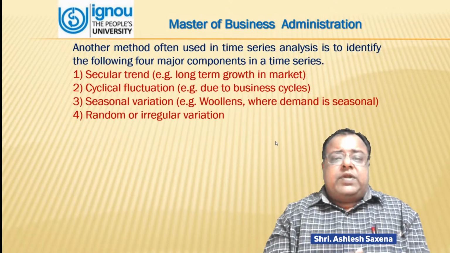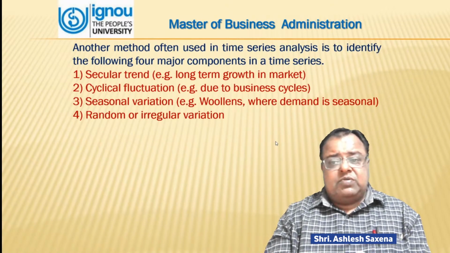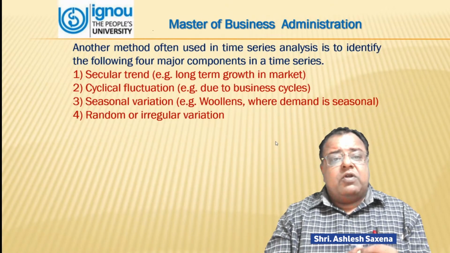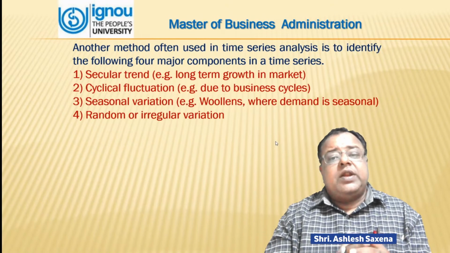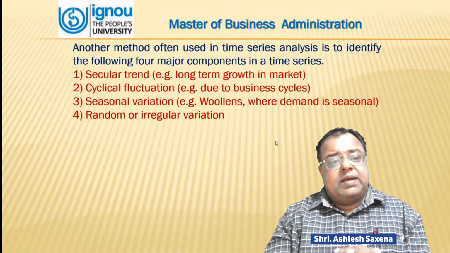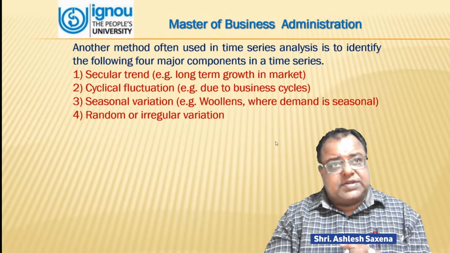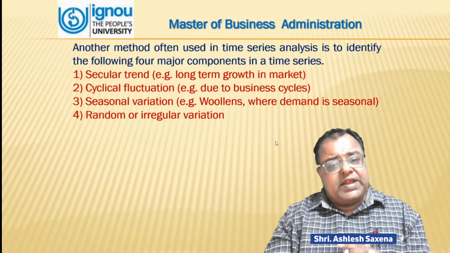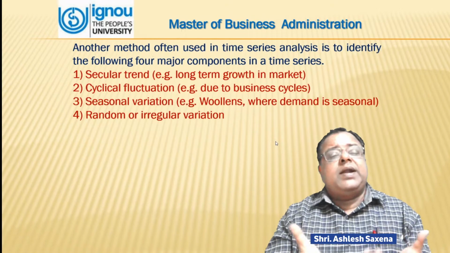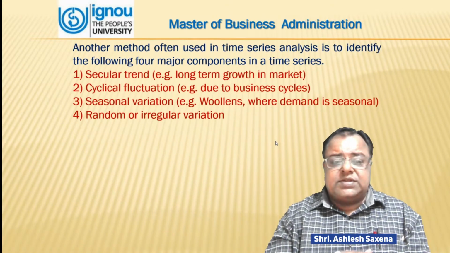Another method often used in time series analysis is to identify the following four major components in a time series. Number one, secular trend, that is long-term growth in market. Number two, cyclic fluctuations, that is due to business cycles. Third one is seasonal variation, that is, woolens when demand is seasonal. And number four is random or irregular variations.